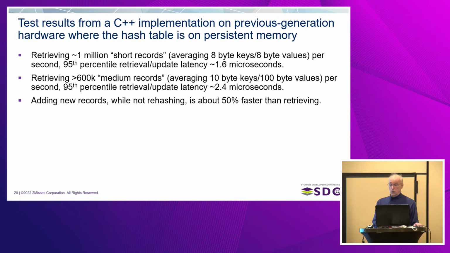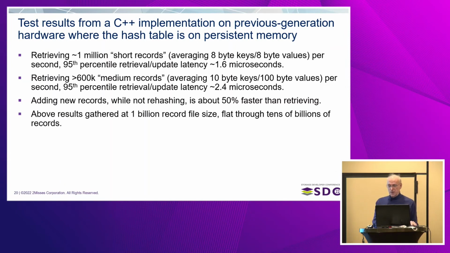You can add new records somewhat faster than retrieving, because it adds at the end of each tranche, unless you have to do the swapping, which most of the time you don't have to do. These results were gathered at a 1 billion record file size, so it's like a 200 gigabyte file, something like that. And it's flat. I've tested it through tens of billions of records, and the performance is flat.